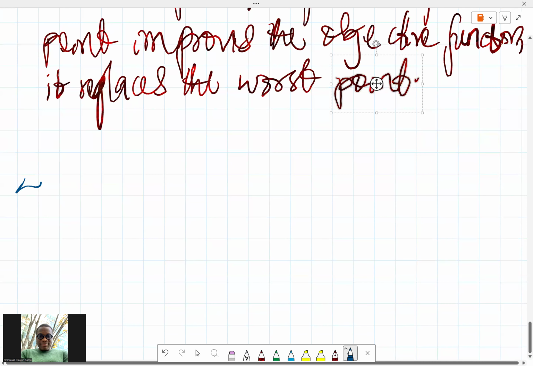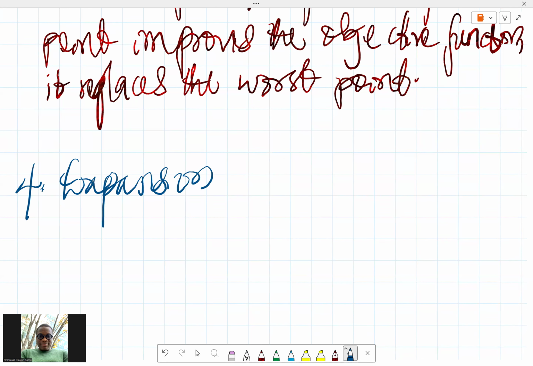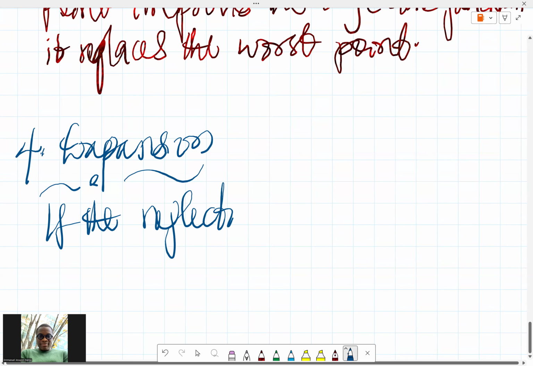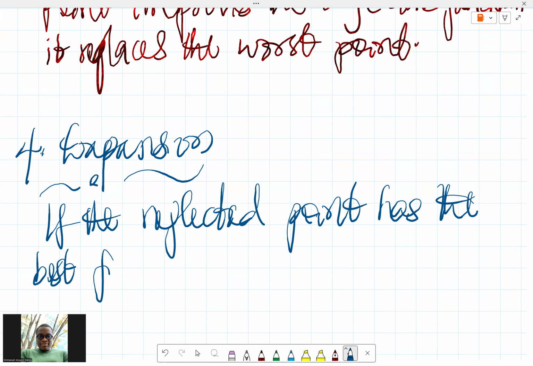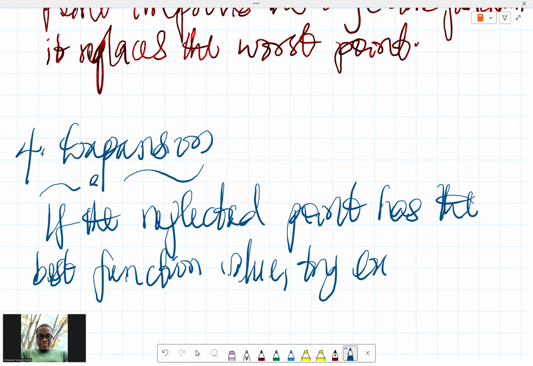The fourth step is expansion. If the reflected point has the best function value, try expanding further in the same direction.